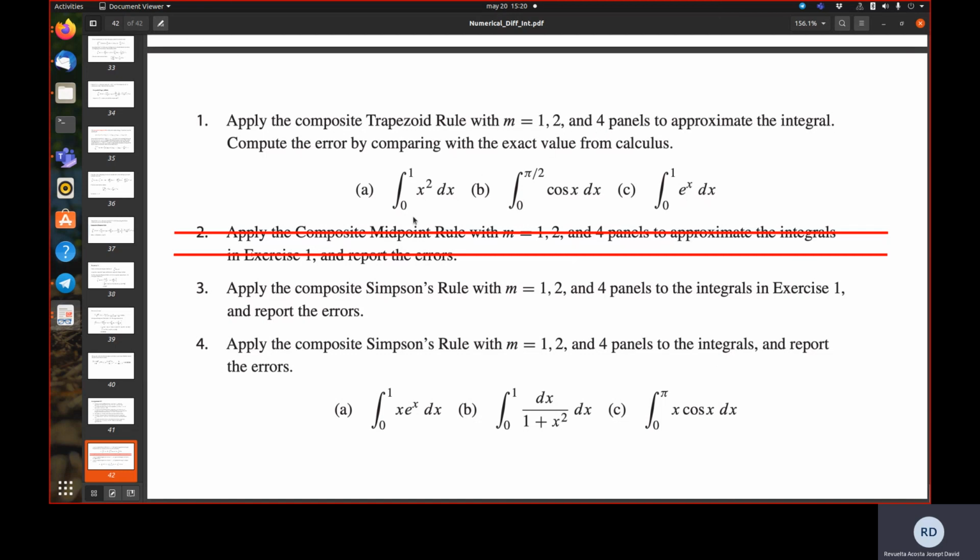Don't do 1 panel for this one, 2 for this one, and 4 for this one. No, for each of these exercises, you have to use 1 panel, 2 panels, 4 panels. For this one, you have to use 1 panel, 2 panels, 4 panels. And for the last one, you have to use 1 panel, 2 panels, and 4 panels.